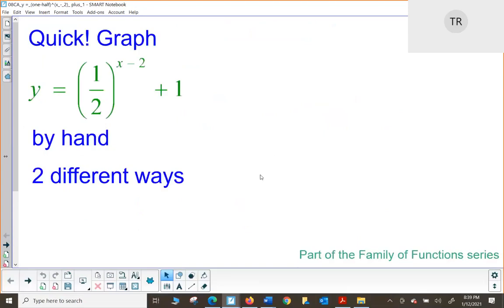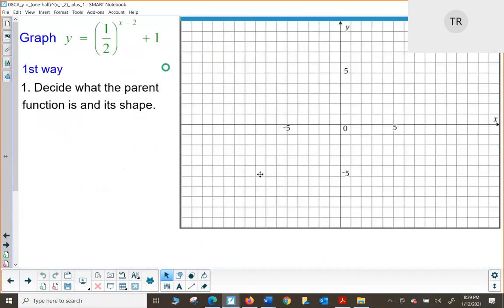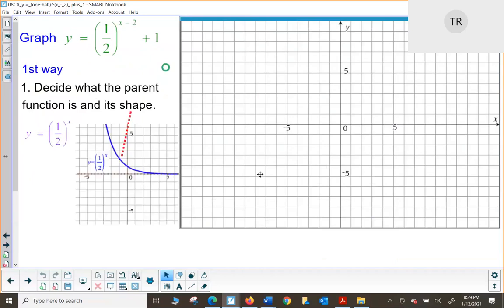So I'd like to quickly graph this y equals 1/2 raised to the quantity x minus 2 power plus 1, 2 different ways. First way, now when we get the complicated ones, we have to decide what the parent function is and what is its shape. And so this is y equals 1/2 raised to the x power, and its shape is what I call an easy chair, okay, kind of like you sit your butt there in an easy chair.